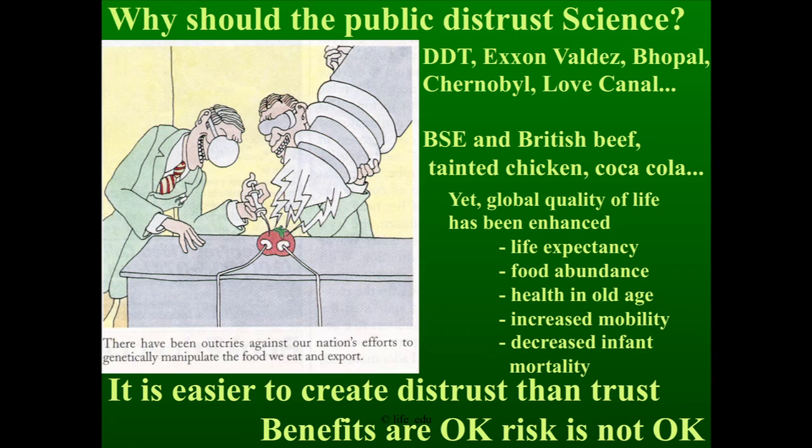On the balance side of that, global quality of life has been continuously increasing. Life expectancy has doubled in the United States in the last 150 years. Food abundance is up in developed countries and is increasing in underdeveloped countries. There's health in old age, increased mobility, decreased infant mortality in the United States and other countries.